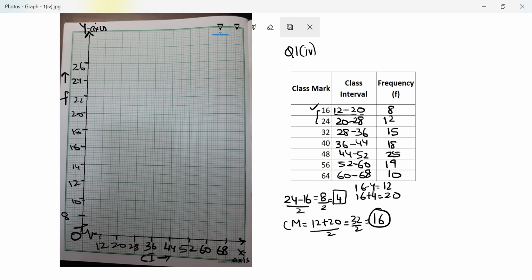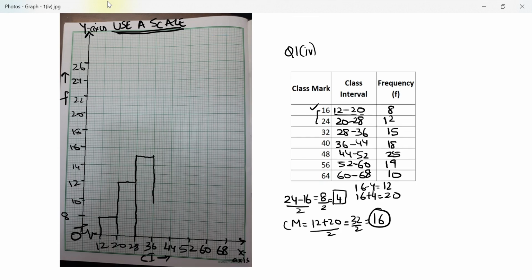So 12 to 20 is 8. I repeat, use a scale. This software does not have the option of using a scale. You should use a scale, mandatory. Next one is 12. So I go up to 12. So this is 20 to 28 is 12. The next is 15, which is exactly in the middle of 14 to 16. So I go up to 15. This is the fifth line.